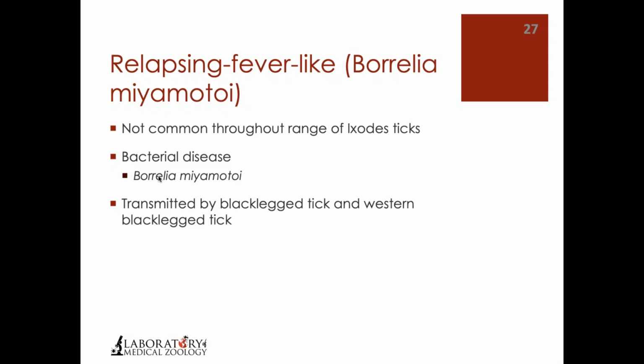And by that we mean that if 50% of the adult ticks have the Lyme disease spirochete, maybe 1 to 2% of the adult ticks have this spirochete.